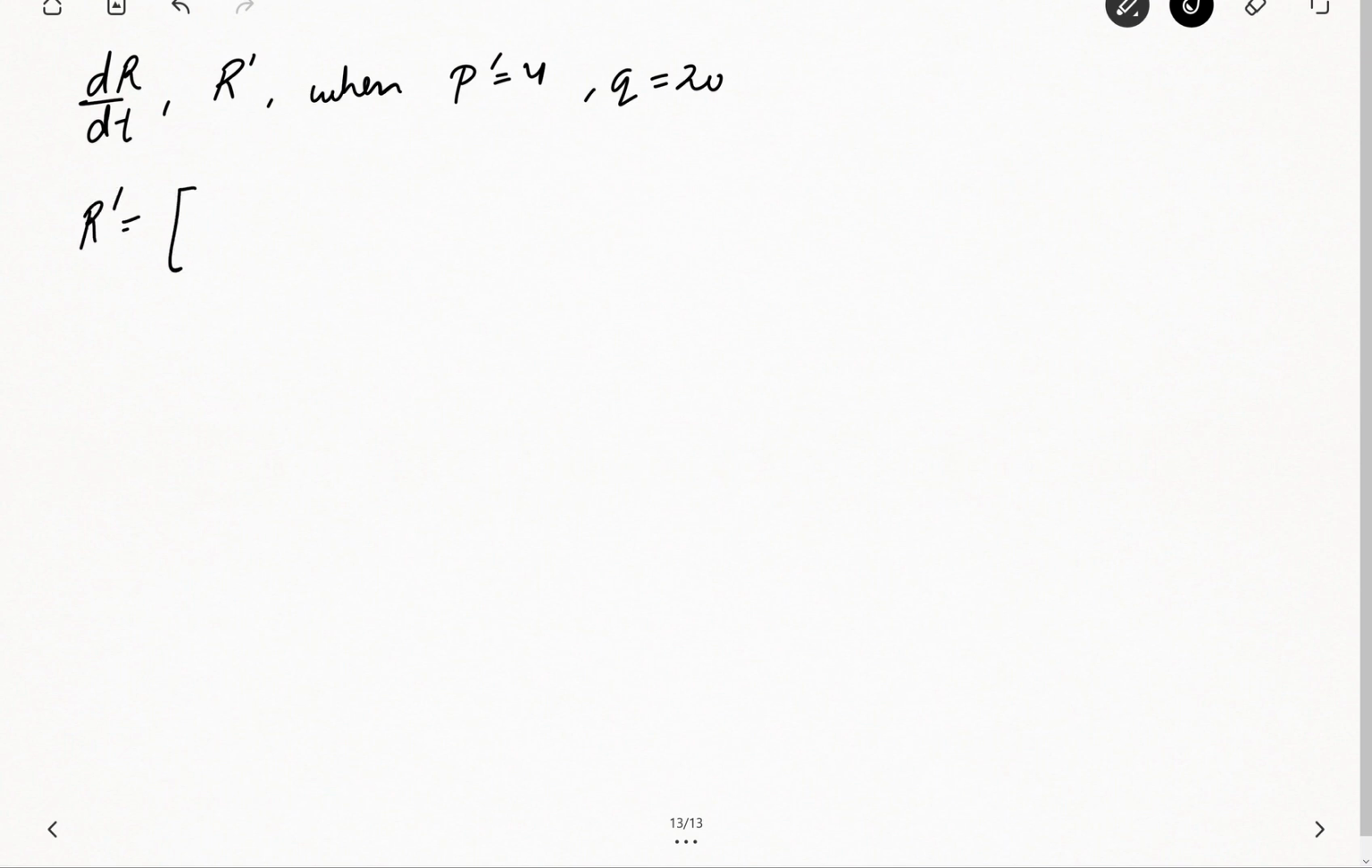Second part, they want us to find the dr dt when q is supposed to be 20 and the other thing is dp dt is 4. So they want you to find dr dt, which is technically r prime, when p prime is 4 and q is 20. So with the expression that we found out before, we can use that. R prime is just going to be p prime, that's 4, times all the thing that we told before.